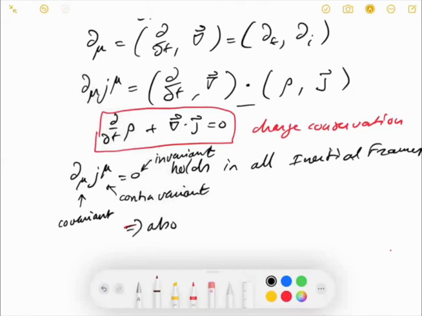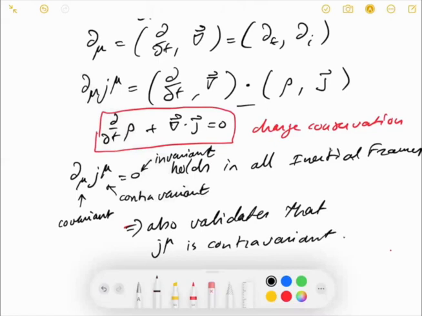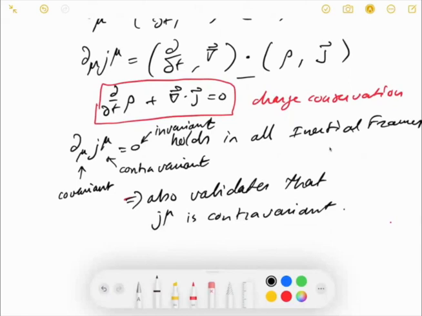This also validates that J mu is contravariant. Okay. Now we already had that set up, but it's nice to see that, as far as compactness goes, this is very, very small.